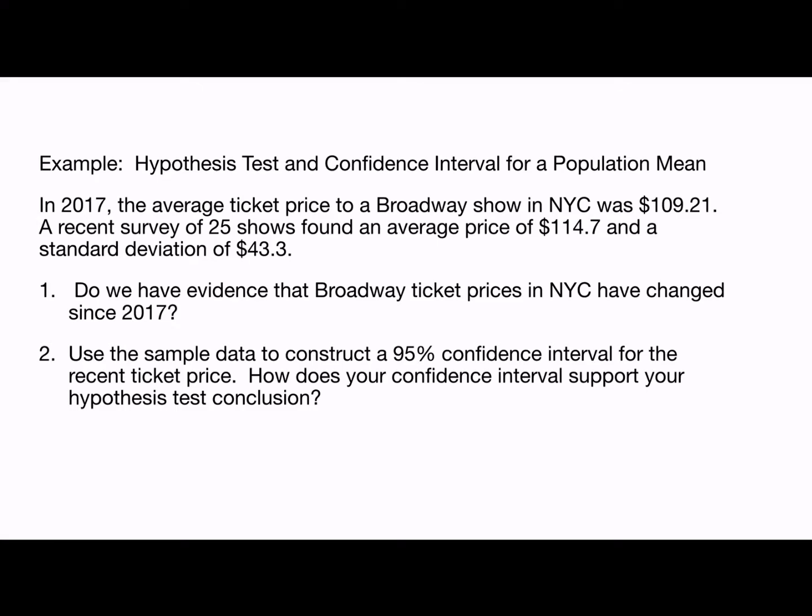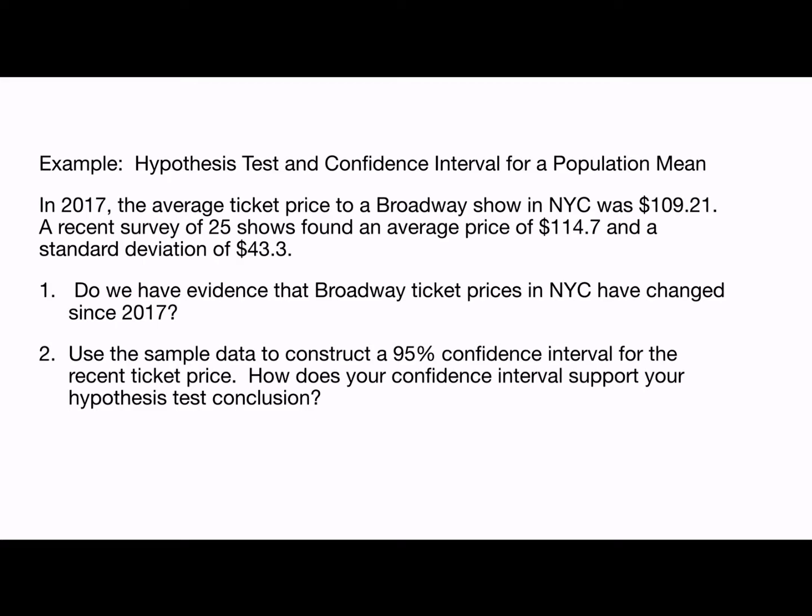This is an example of a hypothesis test and confidence interval for a population mean. In 2017, the average ticket price to a Broadway show in New York City was $109.21. A recent survey of 25 shows found an average price of $114.70 and a standard deviation of $43.30.